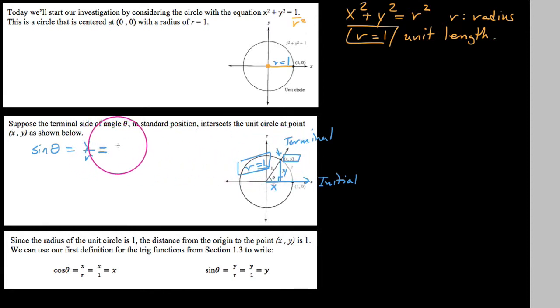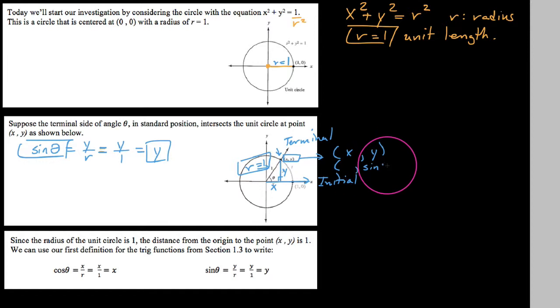So what we end up determining is basically this. Instead of y over r, if you're on the unit circle, it's y over a radius of 1, which is profound because it means that the y value of this point right here is literally telling us the sine value of this angle just by looking at the y value.